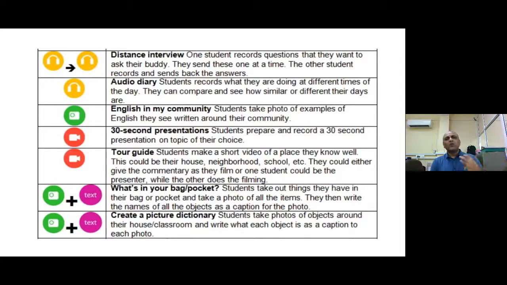You then have audio diaries. Students record what they are doing at different times of the day. They can compare and see how similar or different their days are, or they can share it with others if they wish. This is an interesting exercise which can enhance the communicative competence of our learners.